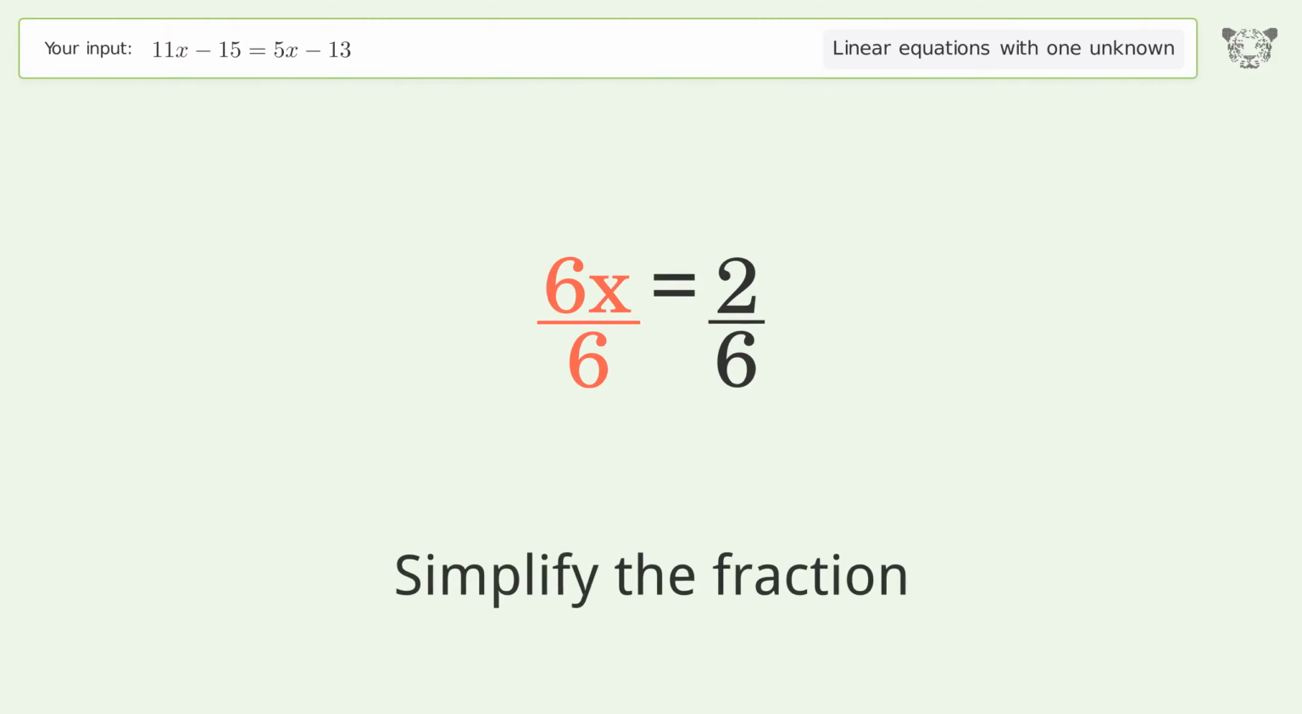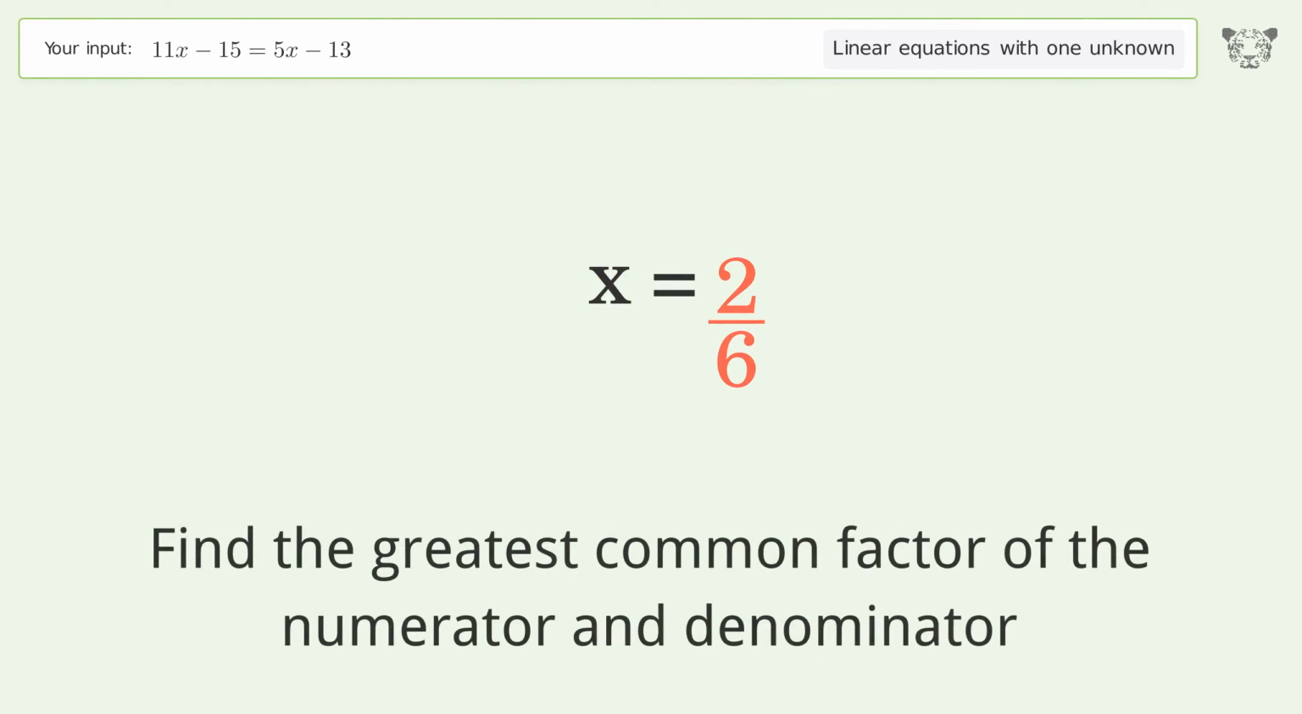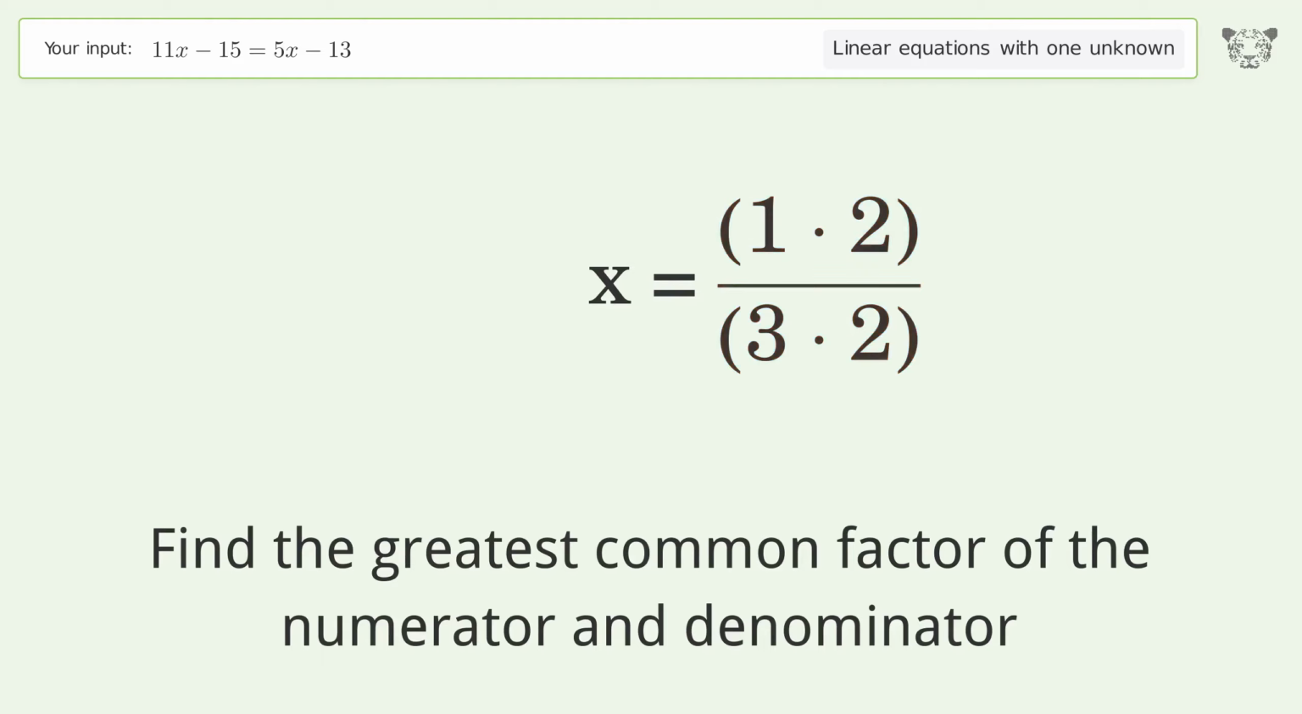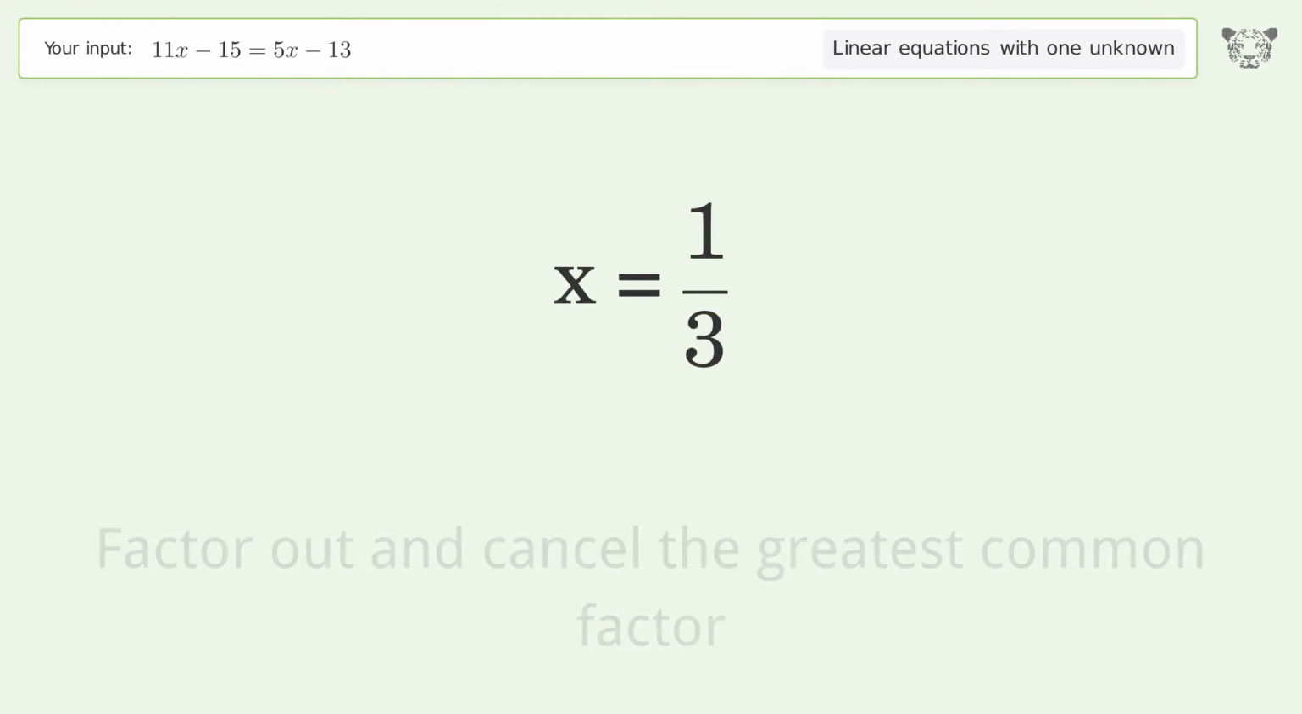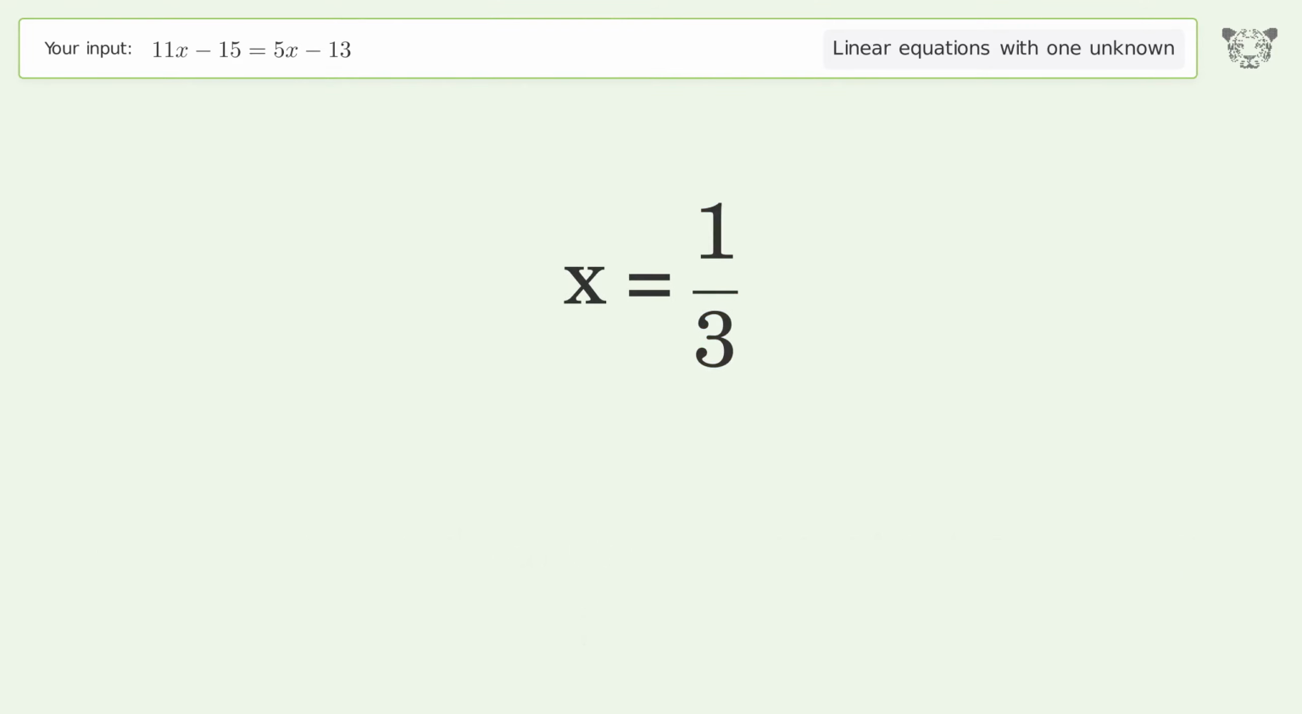Simplify the fraction. Find the greatest common factor of the numerator and denominator. Factor out and cancel the greatest common factor. And so the final result is x equals 1/3.